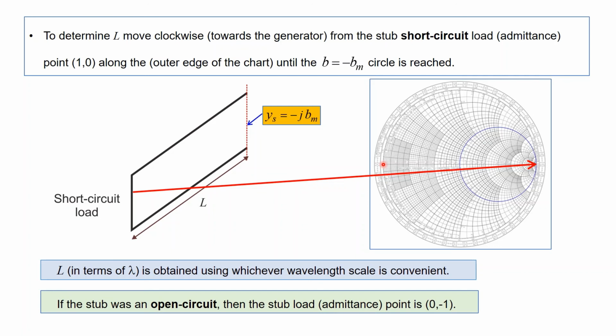Now note here that as I mentioned before, the magnitude of the voltage reflection coefficient on a short circuit or indeed open circuit stub is equal to 1. Because any wave traveling up along here towards the load, be it open circuit or short circuit, is totally reflected. So we're going to do an example on this next.